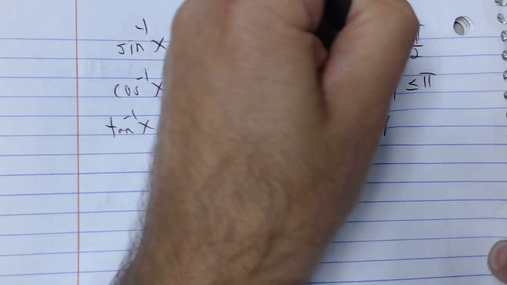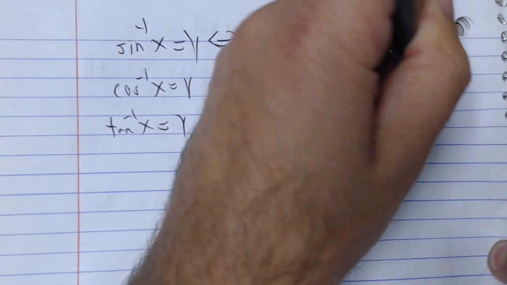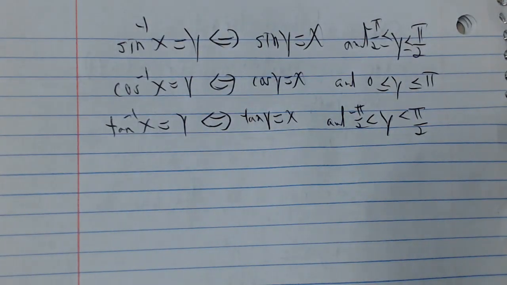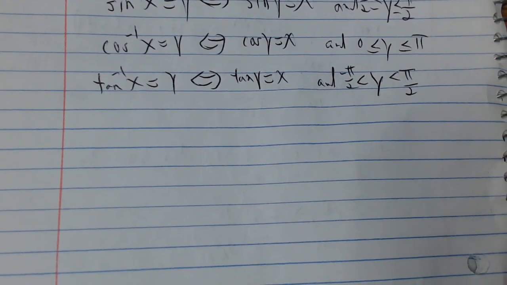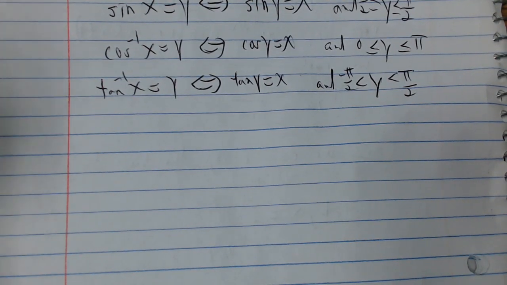And the restrictions of tangent are almost the same thing as the restrictions of sine, except it's from negative pi over 2 to pi over 2, not including negative pi over 2 and pi over 2. If you remember, tangent has vertical asymptotes there, so that's why it can't equal those values, because it's not defined there. Okay, and then of course we have the other trig functions, which are the cosecant, secant, and cotangent.